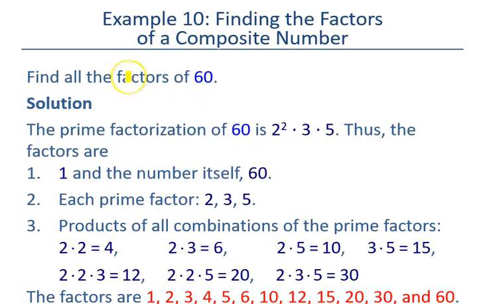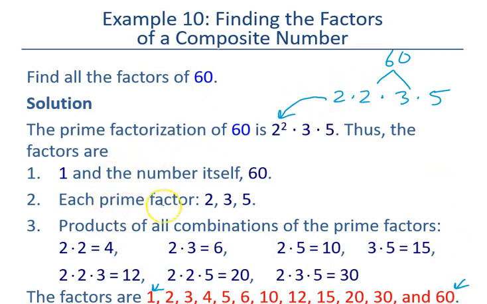Okay, let's look at this one. Find all the factors of 60. Come in here, change colors here. Notice, the prime factorization of 60 is this. If I had to write it over here, you can see it a little bit better. It's going to be 2 times 2 times 3 times 5. This is where they're getting that 2 squared from. Thus, the factors are 1 and 60. We know that because 1 times 60. So here's this, 1 and 60.